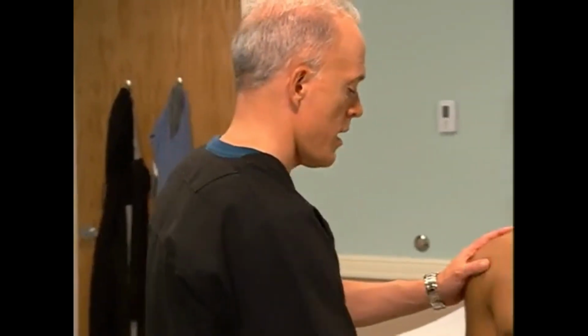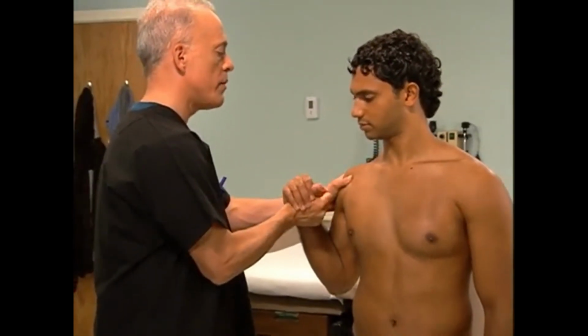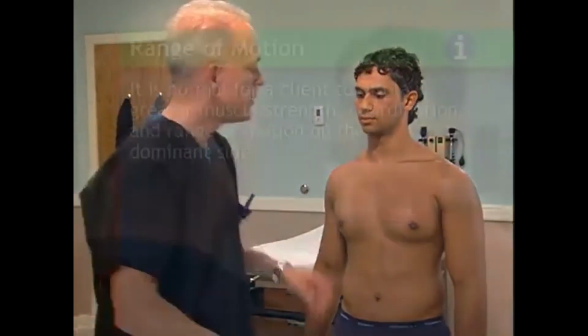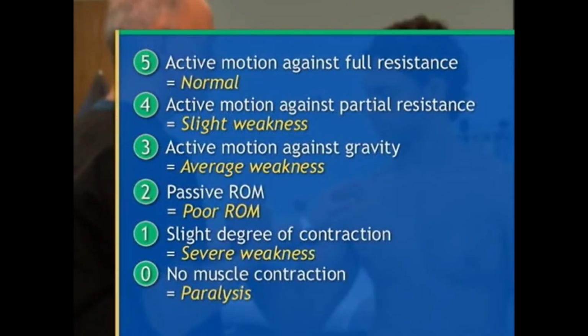Okay, that was great. Let's do it again, this time with resistance. I need you to pull me in towards you and push me away. Good. Let's do the other side. Note that it is normal for a client to display greater muscle strength, coordination, and range of motion on the dominant side. When reporting muscle strength, employ a 0 to 5 rating scale as follows.